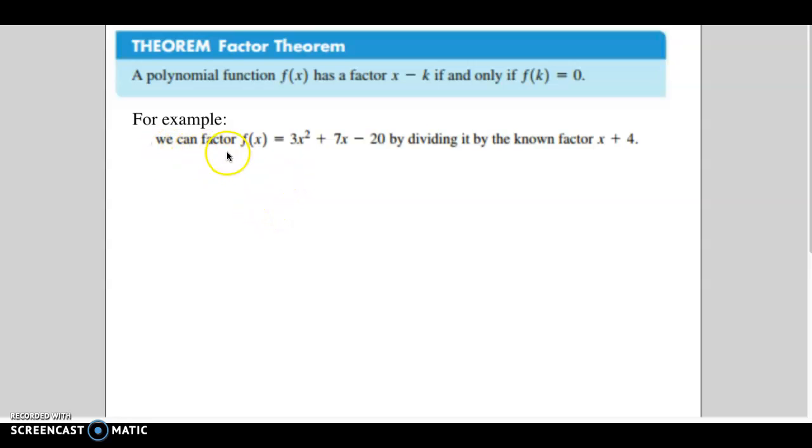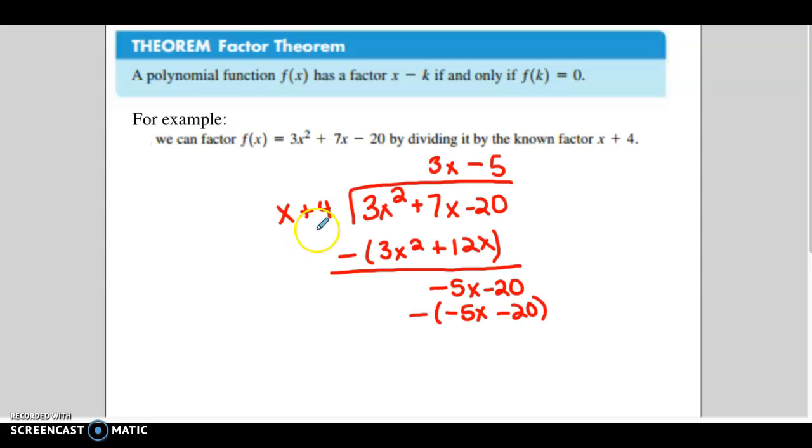So if we were to look at this same problem, 3x squared plus 7x minus 20, from a long division standpoint, and we divide it by x plus 4, we would see that when we take 3x squared divided by x, we get 3x, which gives us 3x squared plus 12x, which we're subtracting, which gives us negative 5x minus 20. Then we take negative 5x divided by x, we get negative 5. We multiply negative 5 times x plus 4, and we get negative 5x minus 20. We're subtracting, and we're left with 0, which was the same remainder we got when we plugged negative 4 into the function.